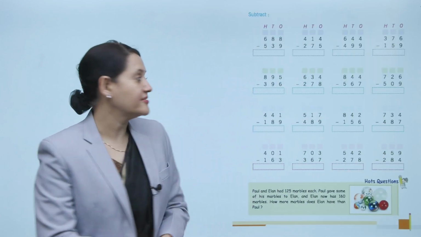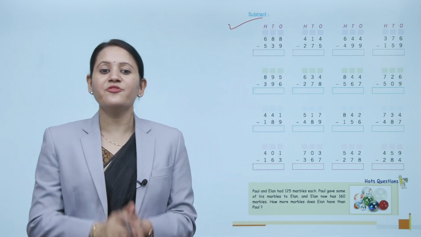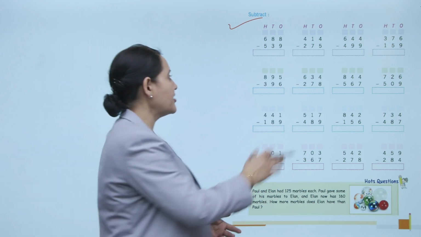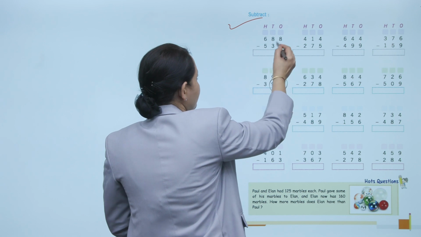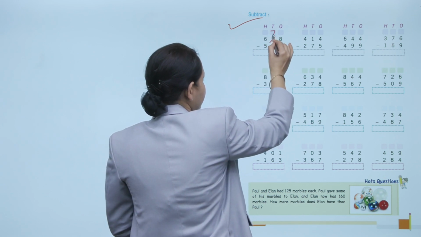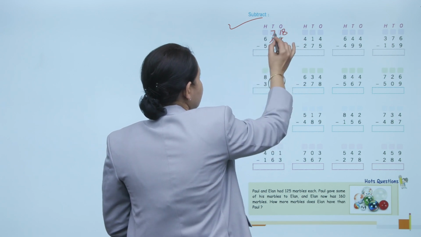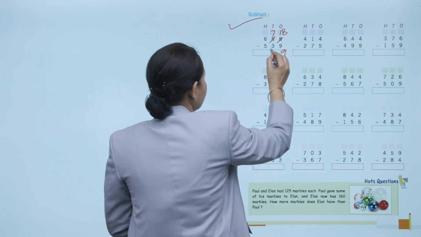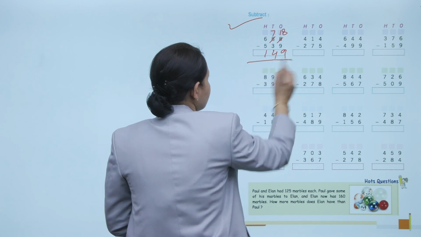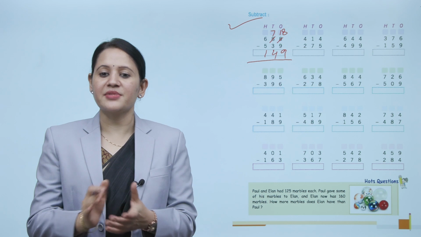Next is subtract. We have to subtract 539 from 688. Start from ones. 8 minus 9 not possible. Start borrowing from tens position. It becomes 7 and 18. 18 minus 9, 9. 7 minus 3, that is 4. 6 minus 5, that is 1. So answer is 149. This way you will subtract the numbers.